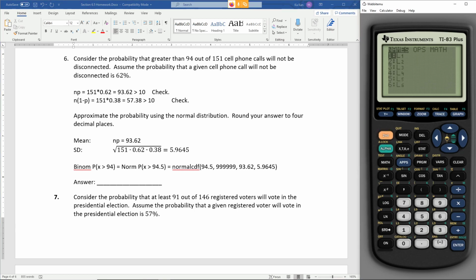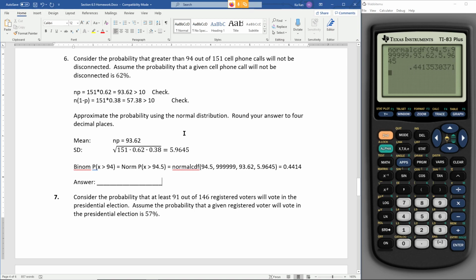Second file, normal CDF. 94.5, comma, 999,999, 93.62, 5.9645. And I have equal 0.4414. In other words, about 44% of the times, you will have more than 94 out of 151 phone calls that will not be disconnected, given the probability of 62%.